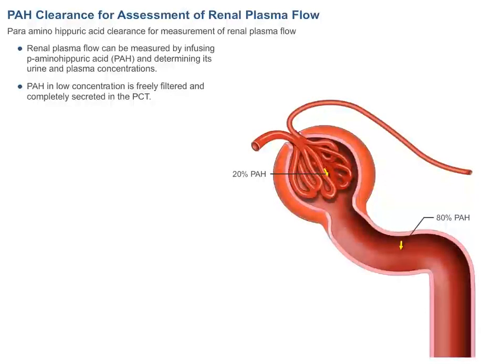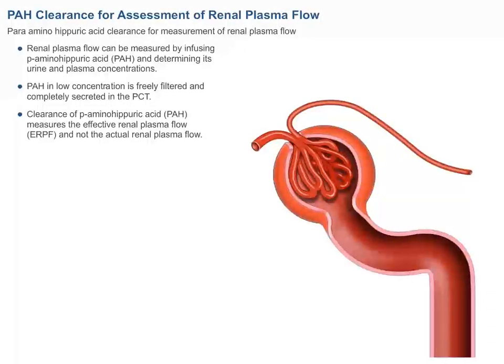PAH in low concentration is freely filtered and completely secreted in the PCT. Clearance of p-aminohippuric acid, PAH, measures the effective renal plasma flow, ERPF, and not the actual renal plasma flow. This is because PAH has an extraction ratio.